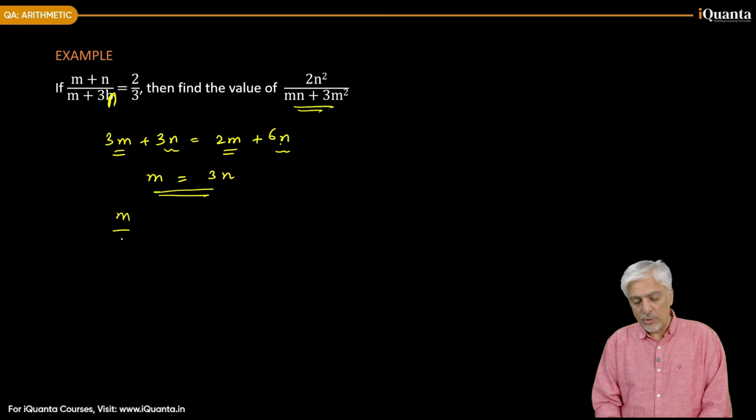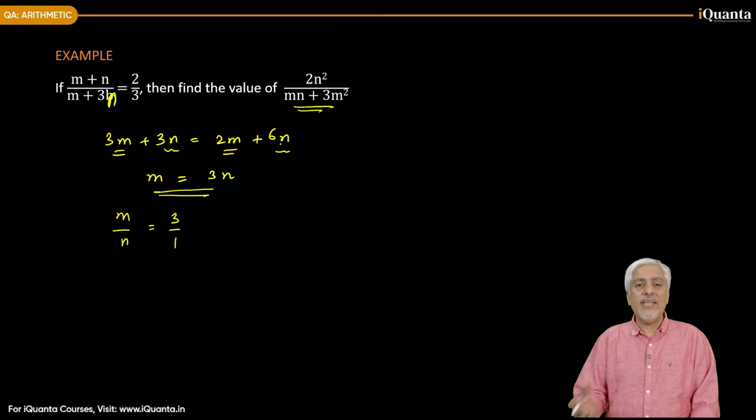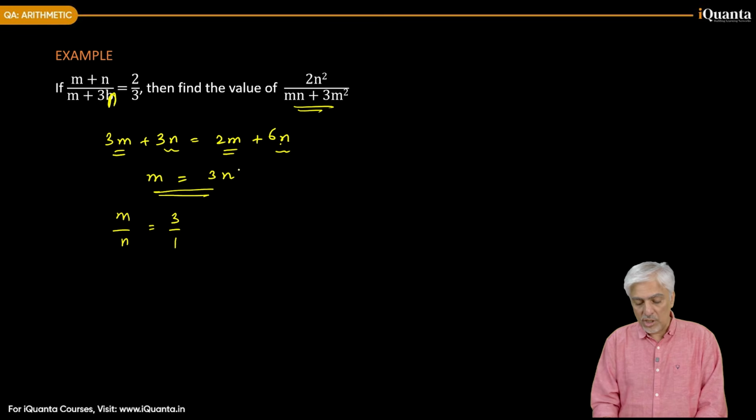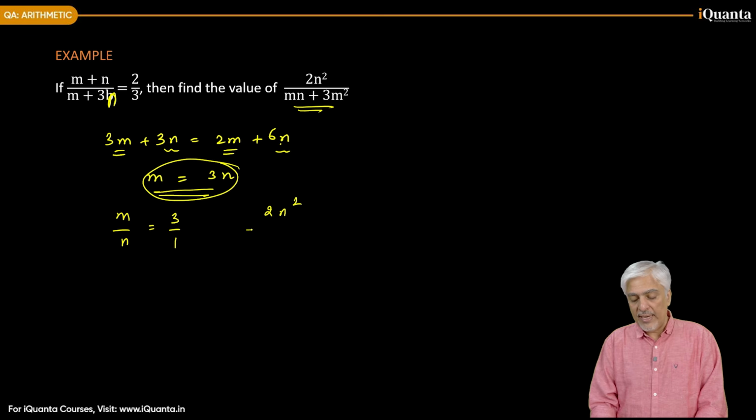So one method you could have done was m upon n is 3 upon 1. Take m as 3k, n as 1k and do it. Or just put this in the question. So n will remain n. This m will become 3n. So 3n multiplied by n. n into n will be n square. So 3n square. And 3m square.